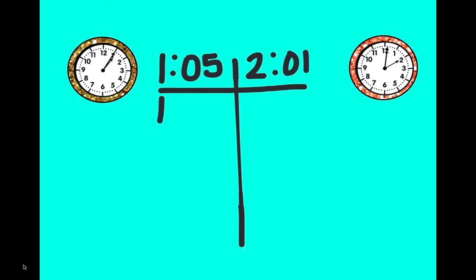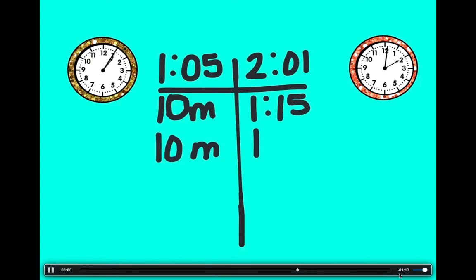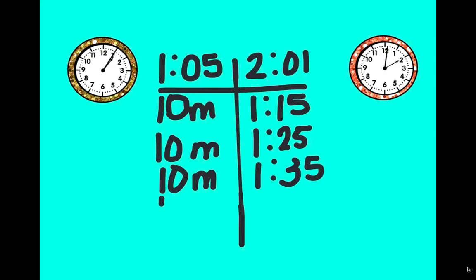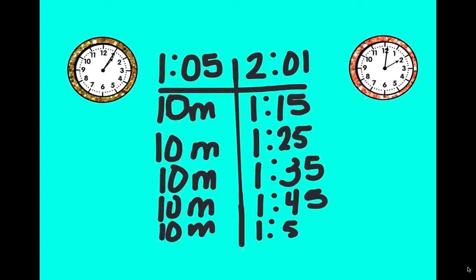And I'm going to say from 1:05, for 10 minutes after that, that's 1:15. For 10 more minutes, that's 1:25. 10 more minutes is 1:35. 10 more minutes is 1:45. 10 more minutes is 1:55. 5 minutes is 2 o'clock. And 1 minute is 2:01.